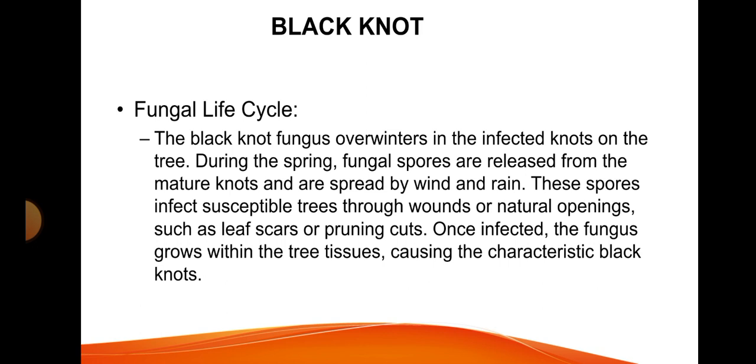Fungal life cycle: the black knot fungus overwinters in the affected knots on the tree. During the spring, fungal spores are released from the mature knots and are spread by wind and rain. These spores infect susceptible trees through wounds or natural openings, such as leaf scars or pruning cuts. Once infected, the fungus grows within the tree tissues, causing the characteristic black knot.